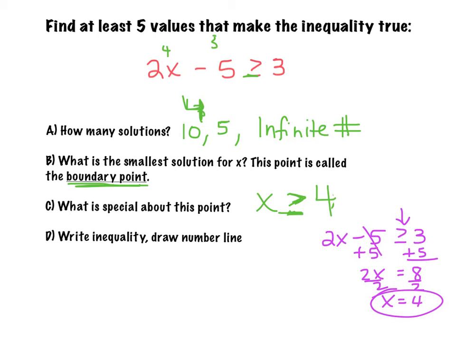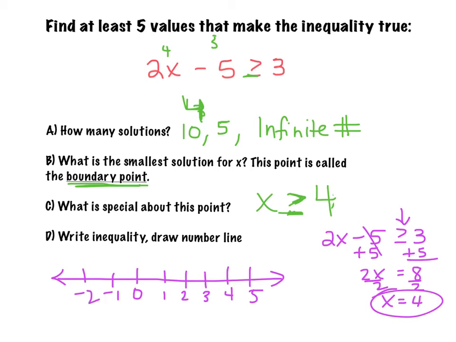Okay, so to show that 4 is the special number, I'm going to draw a number line. Okay, I'll just put 0 in the middle, 1, 2, 3, 4, 5, and then -1, -2. Okay, so 4 is my special point, the boundary point. So I'm going to come over here, put a dot here. Now, I see that my symbol was bigger than or equal to, so I can shade that in. Now, I want to know, is it the numbers bigger than 4 or smaller than 4 that worked? Well, when I was listing the numbers, they were all bigger than 4.